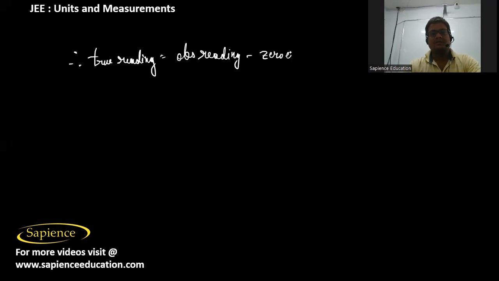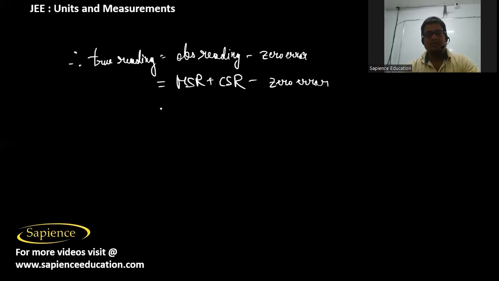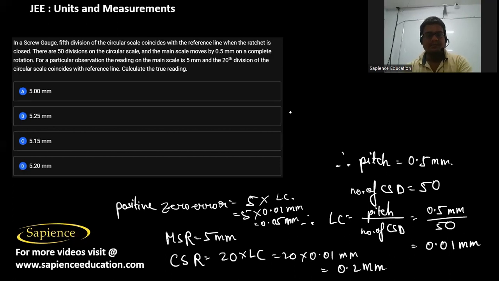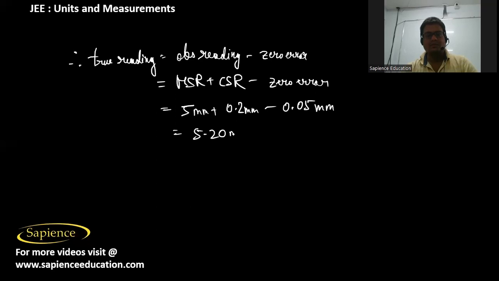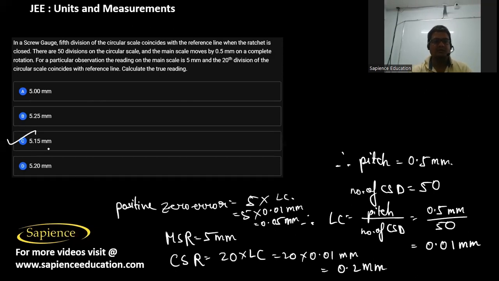So now, therefore, the true reading will be equal to the observed reading minus the zero error. Now the observed reading is equal to the main scale reading plus the circular scale reading. So the main scale reading, that is 5 millimeter, plus the circular scale reading, that is 0.2 millimeter, and minus the zero error, that is 0.05 millimeter. So it is 5.20 millimeter minus 0.05 millimeter, which is 5.15 millimeter. So 5.15 millimeter is the true reading. So option C is the correct answer.